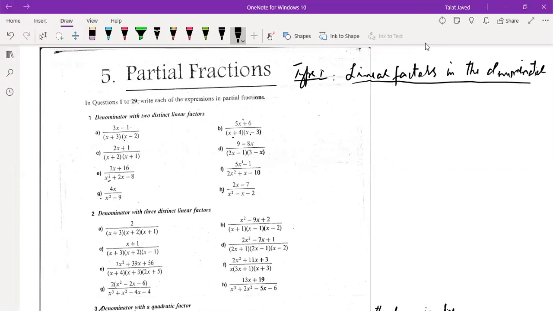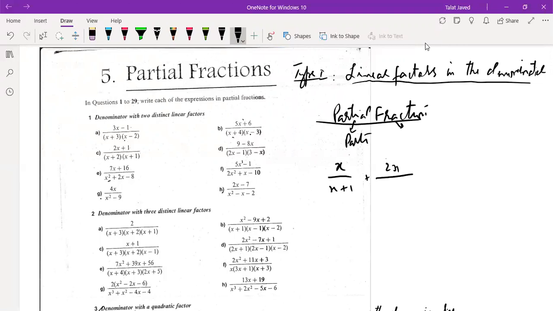First of all, you have to learn what is meant by the partial fraction. Partial means parts, and fraction means partial means parts. Like in your O-level classes, you have studied x over x plus 1 plus 2x over x minus 2. You are asked to find the sum of these two fractions.